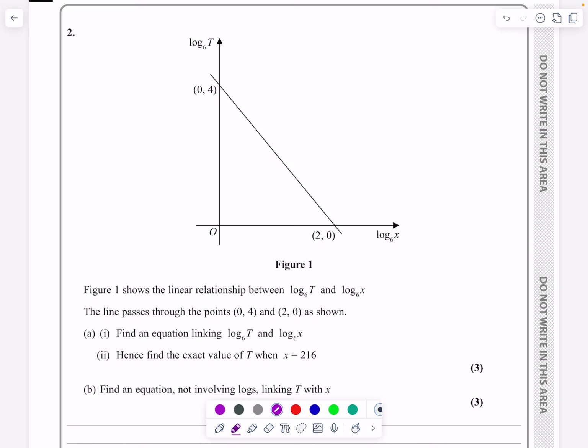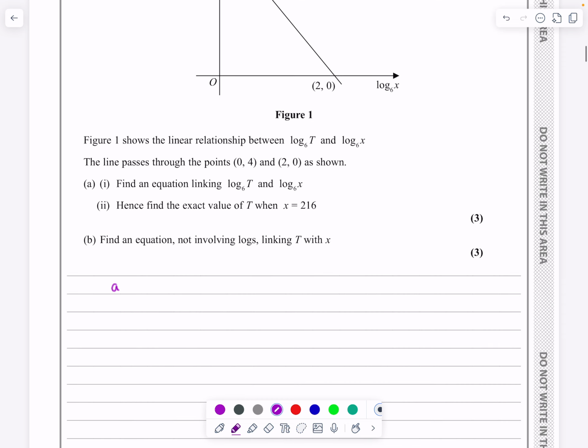It says, figure 1 shows a linear relationship between log to the base 6 of t and log to the base 6 of x here. And then it says the line passes through the points (0, 4) and (2, 0). Can we find an equation which links log 6 t and log 6 x? Well, actually, absolutely we can.